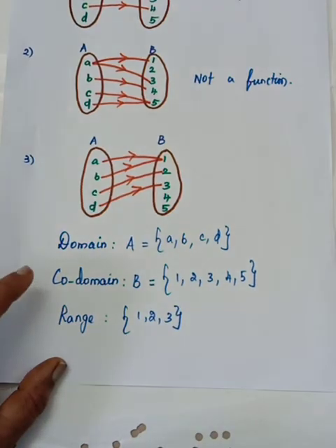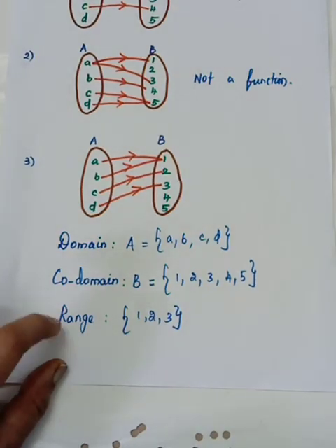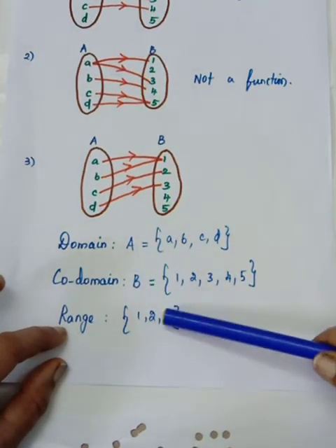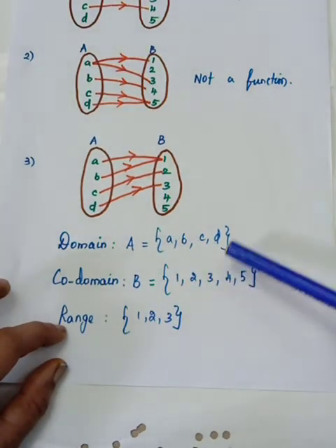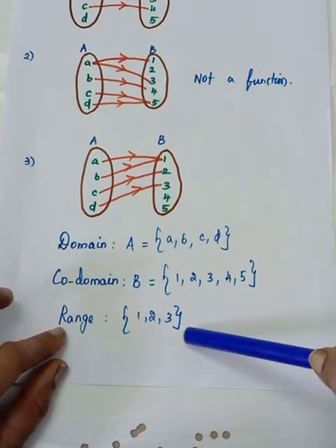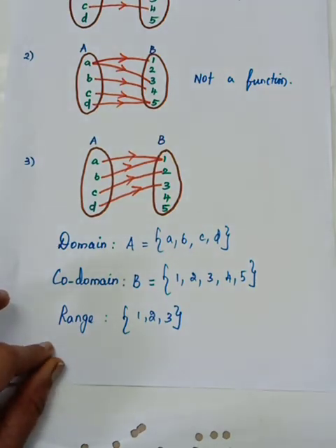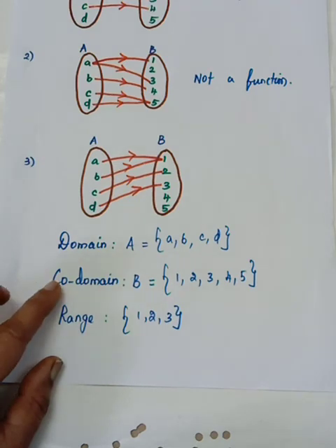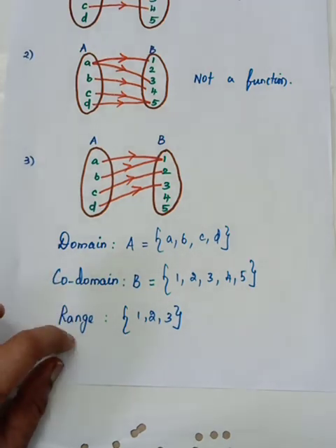This is the range. The range may be equal to the codomain, or it may have fewer elements than the codomain. So the codomain and the range are different. In the range, we collect the set of all images in the codomain. That is called the range. Thank you, students.